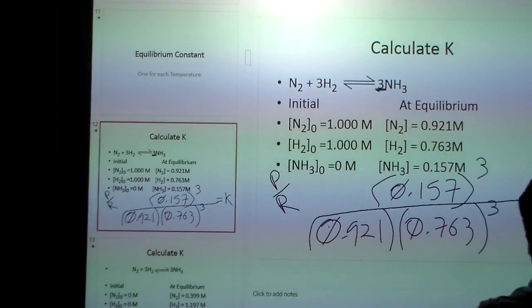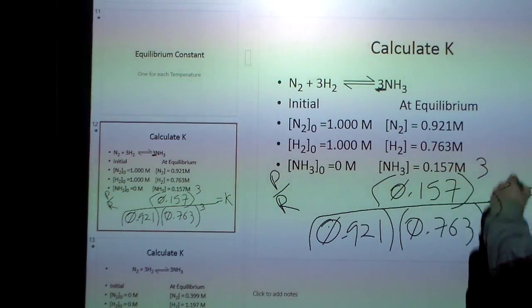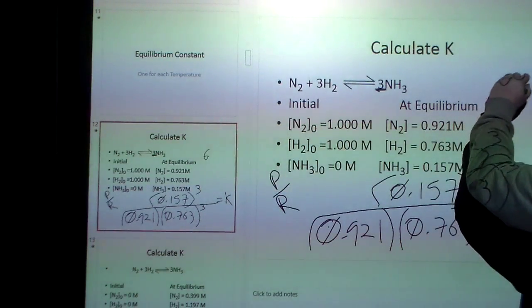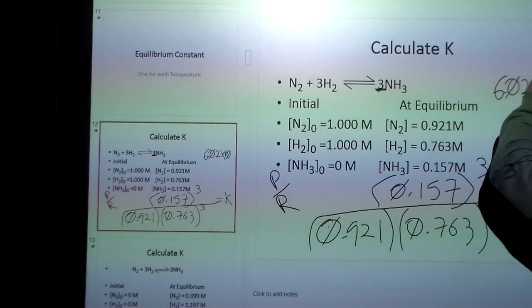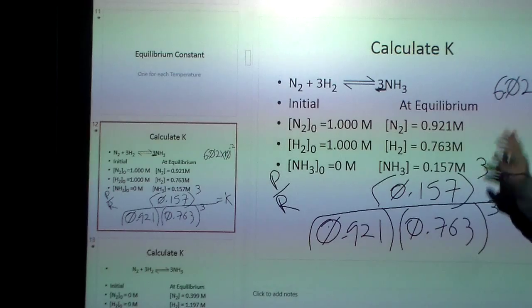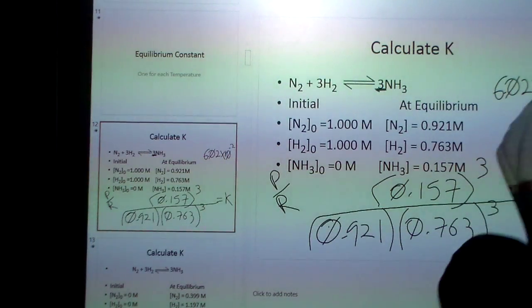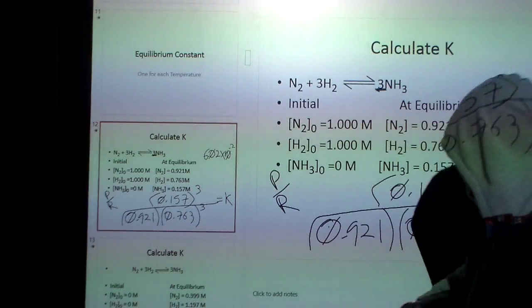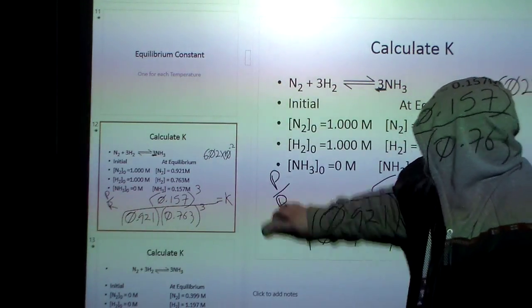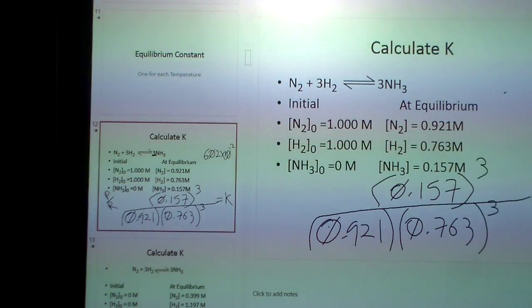Now, I'm not going to figure all that with you. I'm going to give you guys the answer. It's basically 6.02 times 10 to the minus 2. That's the value of K for this particular chemical reaction. All right. Any questions on that?